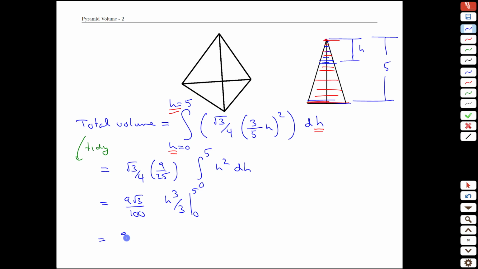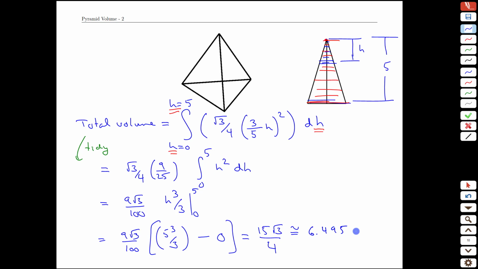Last but not least, we sub in our limits, and we end up with 5 cubed over 3, it's 125, minus 0. And if we start canceling things, we're going to end up with a 3 and a 5, that'll be 15. The root 3 doesn't cancel with anything, and we'll end up with the 125 over 100 will give us a quarter. And that is approximately 6.495 cubic units of volume.